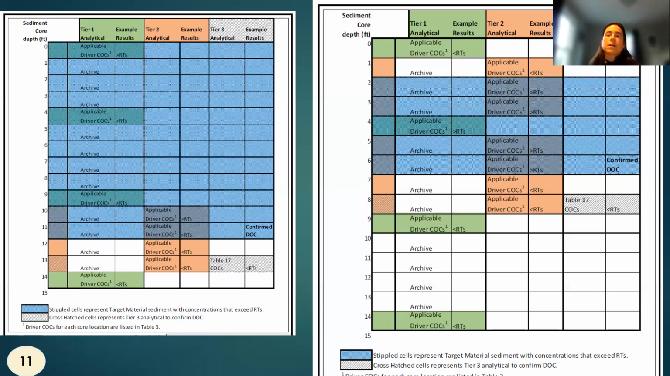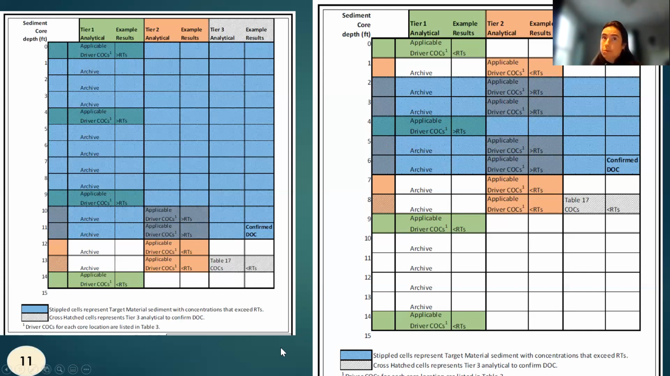So we're hoping to get that tier 2 analytical results back by late spring or early summer. And that's when we'll really get good granularity on what's out in the places where we took the sediment cores. So these are the in-river sediment cores and the riverbank cores.